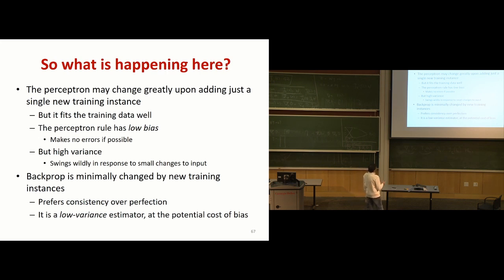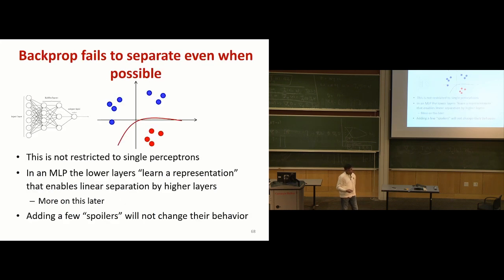On the other hand, backprop, as we posed it, with any kind of restriction on the weights, is not going to get tremendously affected by just adding one new, not-so-good-looking training instance. So in other words, it prefers consistency over perfection. It's a low variance estimate, where it reduces the variance at a potential cost to bias. Now, is this a feature or a bug? We would claim it's a feature, that it is not going to be hypersensitive to noise in your training data. So this is not restricted to just single perceptrons. In an MLP, the lower layers, as we will see, learn a representation that enables linear separation by higher layers.